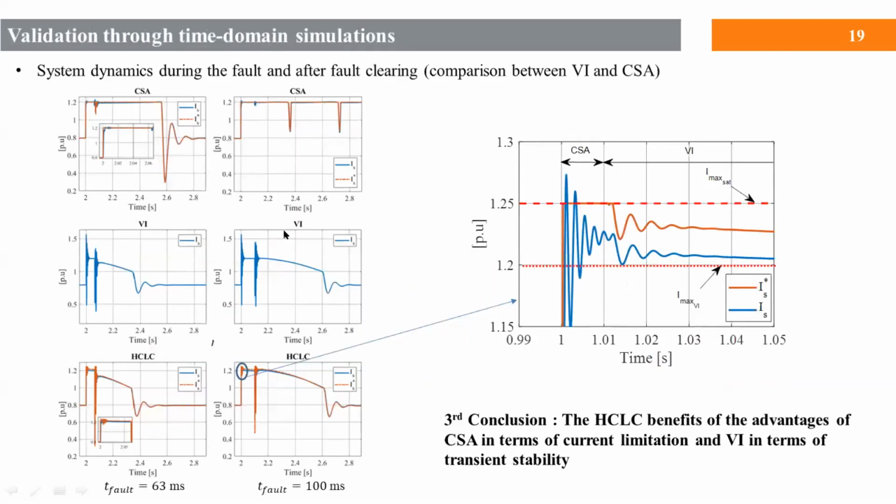To demonstrate that, the same simulation made before is done for the hybrid current limitation control, where you can see clearly the sequences of the current limitation. You can see here at the beginning, at the first 10 milliseconds, the current limitation was guaranteed by the CSI. Then the current was decreased through the VI, and the rest of the fault duration is guaranteed by the VI. And after fault clearing, you can see that the hybrid current limitation has the same dynamic as the VI, since in fact it's the VI, which guarantees the post-fault synchronism.